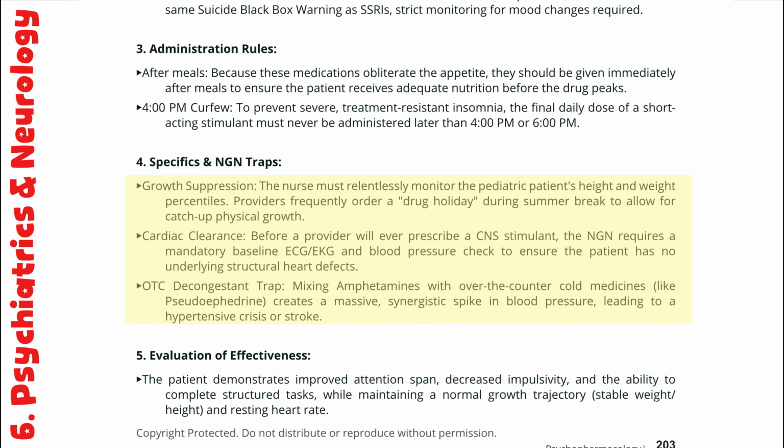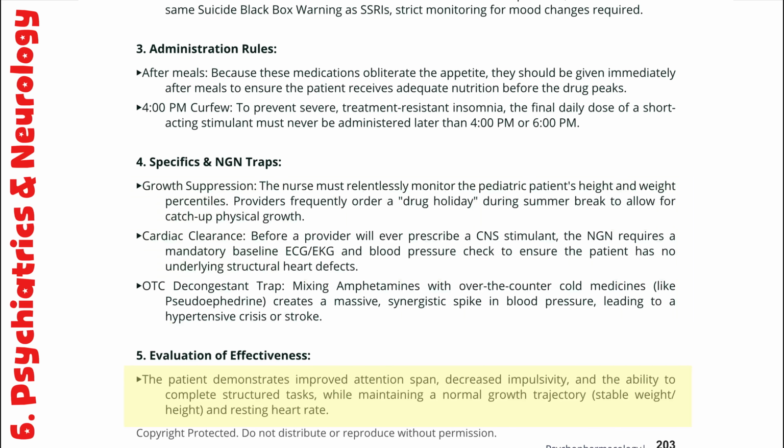Get a mandatory baseline ECG and blood pressure before starting. And mixing these with an OTC decongestant like pseudoephedrine risks a hypertensive crisis. For evaluation, improved attention and impulse control, alongside a stable growth trajectory and heart rate.